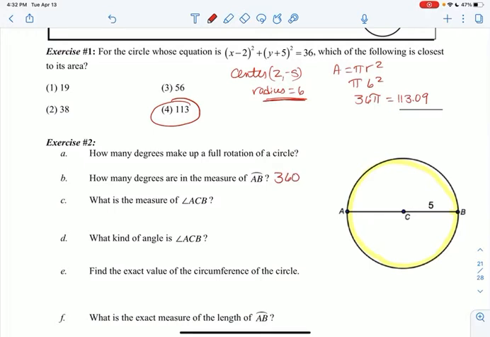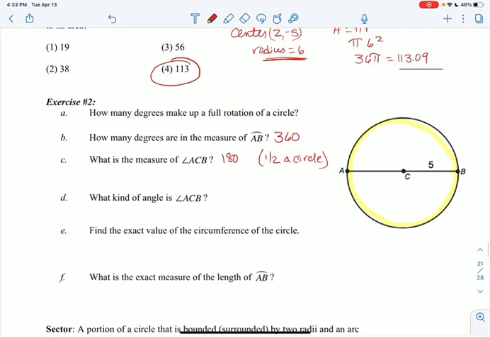Now I also want to find the measure of angle ACB. Well, look at ACB right there. ACB is forming a straight line, so the measure of angle ACB is 180 degrees, because it forms a line. It also happens to be half a circle, so that makes sense that it's also 180 degrees.